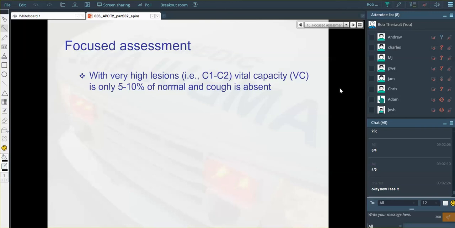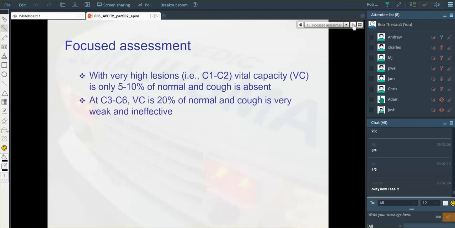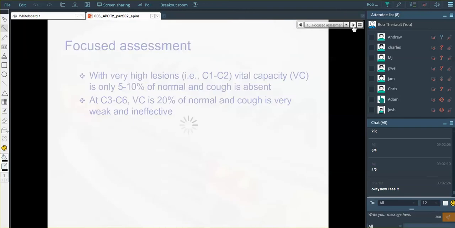So very high lesions, C1, C2, vital capacity, so breathing may only be 5 to 10%, and the cough reflex is usually absent. And these patients will require PPV. C3 to C6, vital capacity is only 20%. Normal cough is very weak and ineffective.